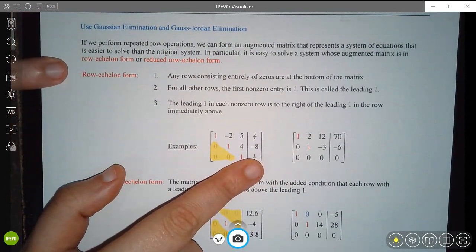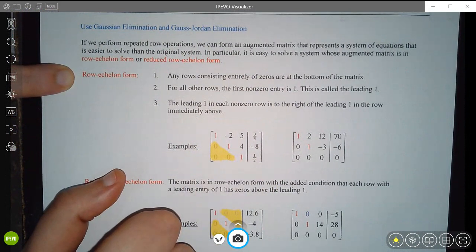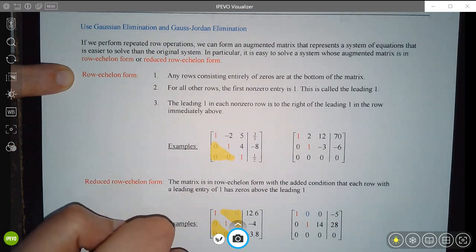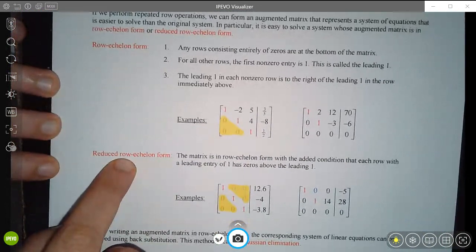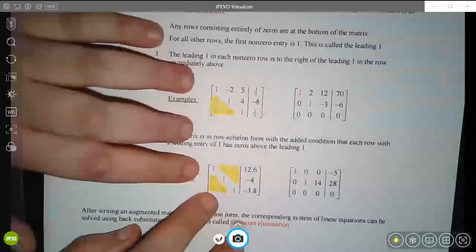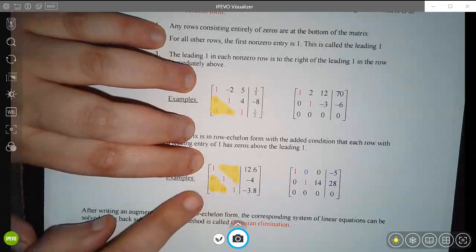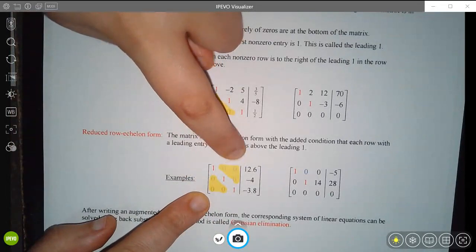This is called row echelon, or at least that's how I pronounce it. I'm sure someone would pronounce it differently. Maybe I'm pronouncing it incorrectly, but it's called row echelon. All right. Now there's a reduced row echelon, which is the Gauss-Jordan elimination, and what that says is that you have the row of ones, but you have 2 triangles of zeros instead of just the 1.